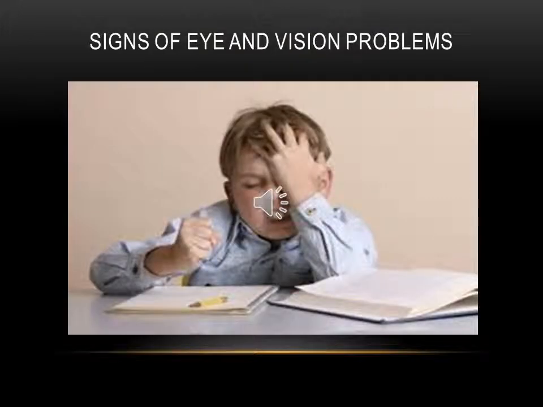Signs of eye and vision problems include frequent rubbing of eyes and blinking, short attention spans, avoiding reading and other close activities, frequent headaches, covering one eye, tilting the head to one side, holding reading materials close to the face, seeing double, and frequently losing place while reading.